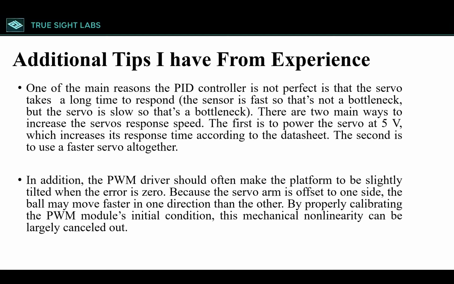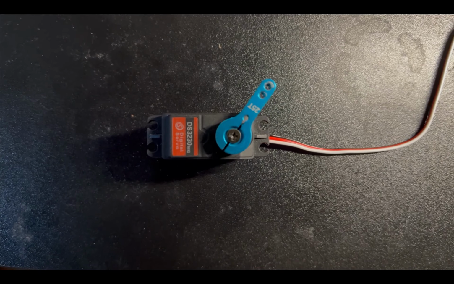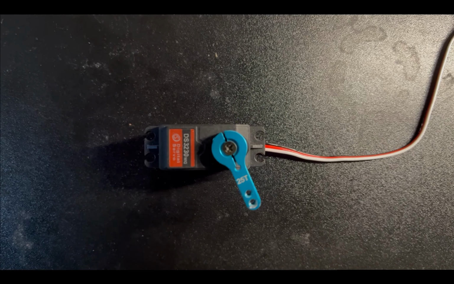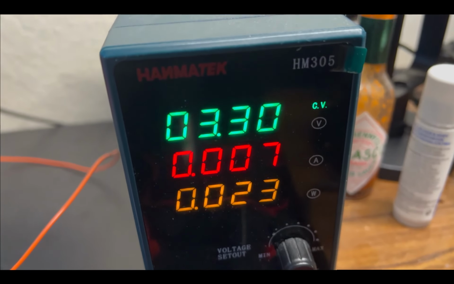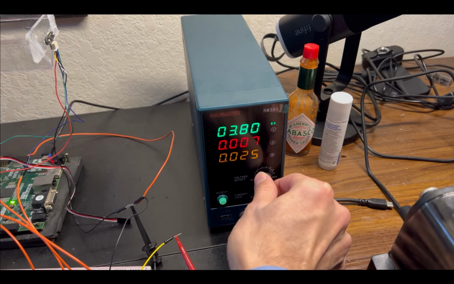One of the main reasons the PID controller is not perfect is that the servo takes a long time to respond. Here is a video showing just how slow it can be. As you can see, when the servo needs to move from one extreme position to the other, it takes long enough that we can easily perceive the delay with our eyes. This is a major problem because in an ideal controller, the response would be instantaneous.